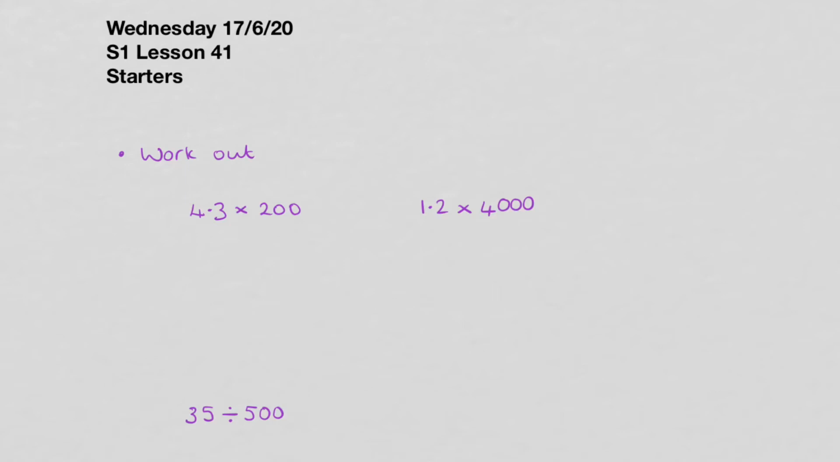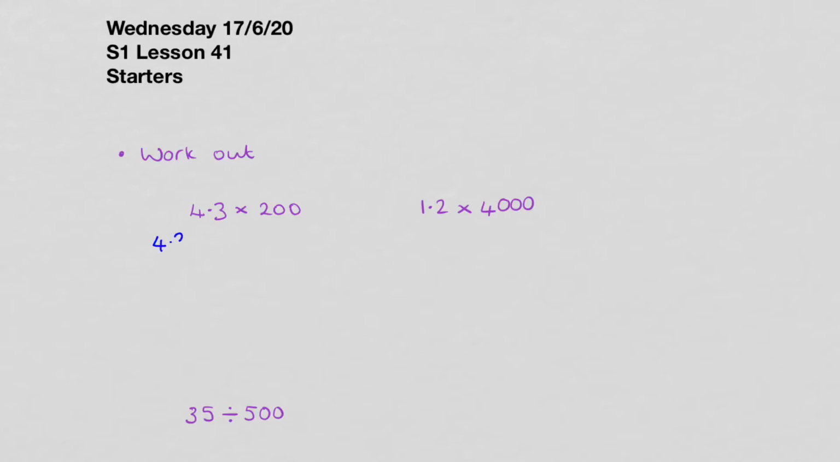Hello, we're carrying on with our work on area today. So we've just got 3 questions to do without a calculator to start with. Remember, if you know what you're doing, pause it, do the starter questions, check your answers, and then watch the rest. So, first one, 4.3 times 200.